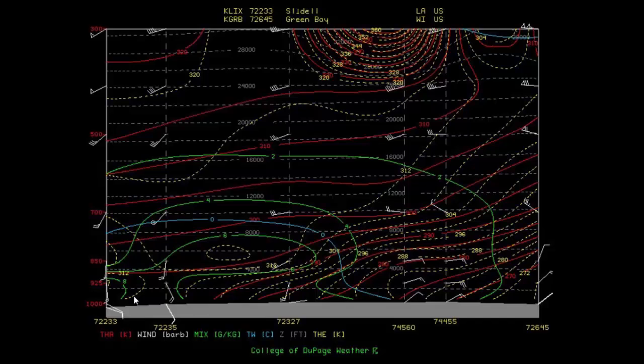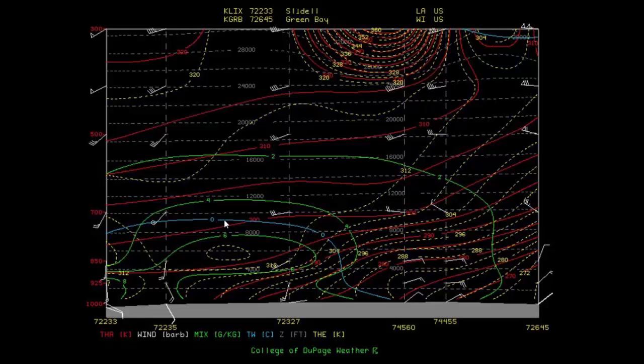All right, now, since we're on the same topic, let's look at your wet bulb temperature, your wet bulb zero line. Here is your wet bulb zero line. So if we evaporated all of the water, we could basically get our temperature of a parcel down to 0 degrees at this level.